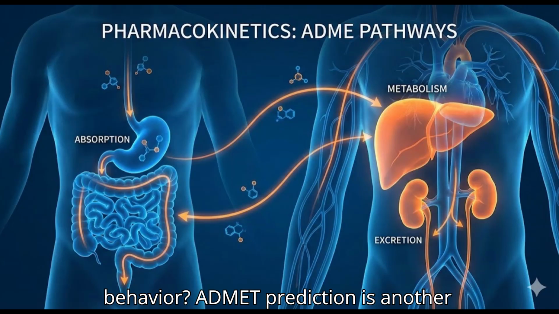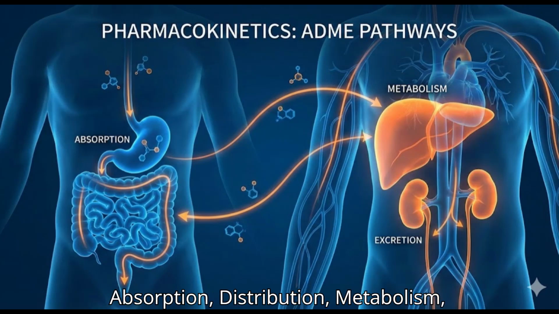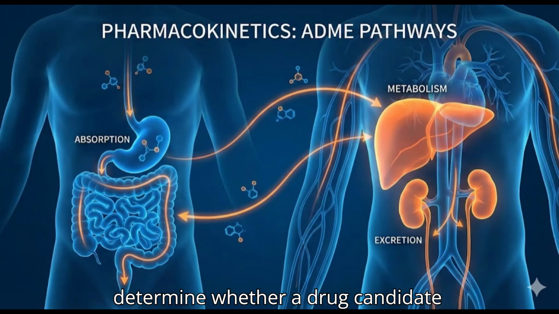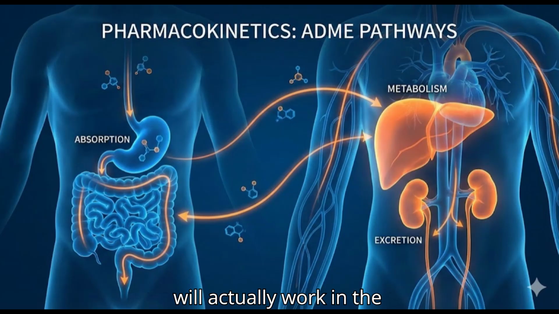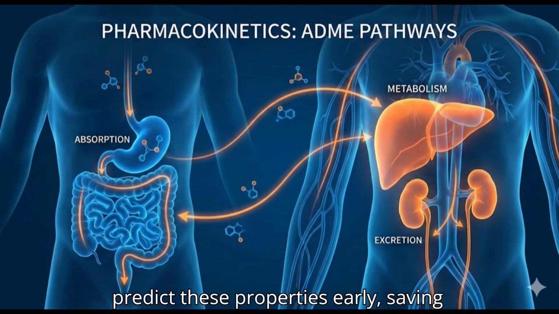ADMET prediction is another powerful tool. ADMET refers to absorption, distribution, metabolism, excretion, and toxicity. These properties determine whether a drug candidate will actually work in the human body. Cheminformatics tools can predict these properties early, saving time and resources.